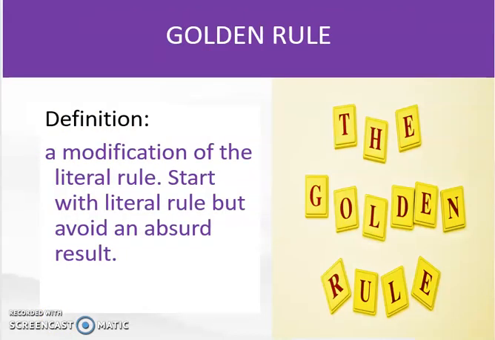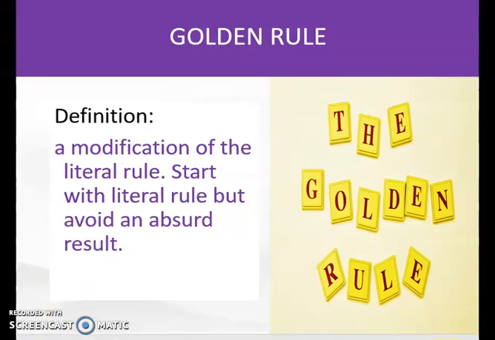Obviously, we need to start with a definition of what the golden rule is, and we need to look at how this approach is different to the literal rule that we saw last time. And the definition here is that the golden rule is a modification of the literal rule. So we start with the literal rule, giving words their plain, ordinary meaning, but then we're being told to avoid an absurd result.